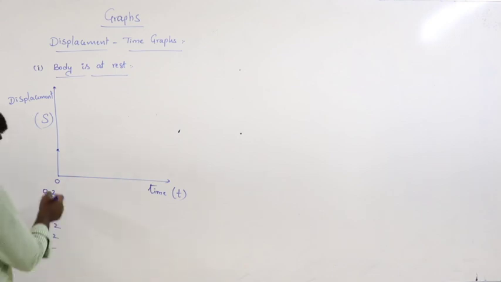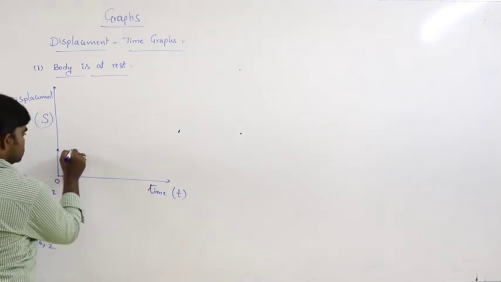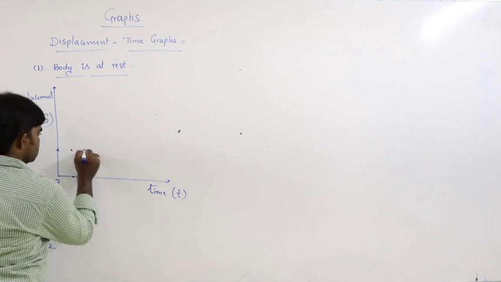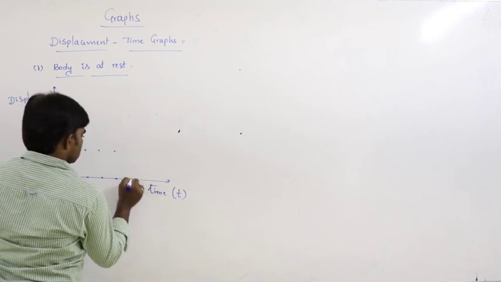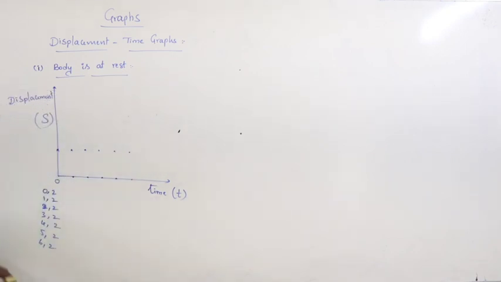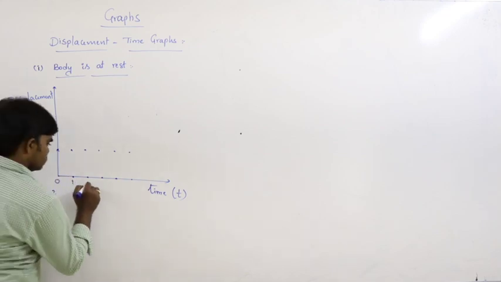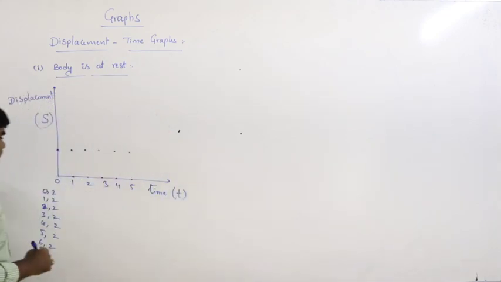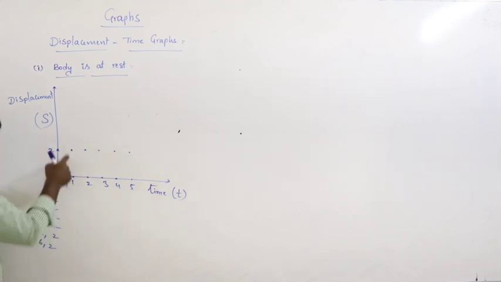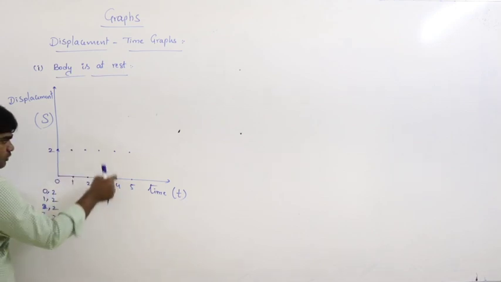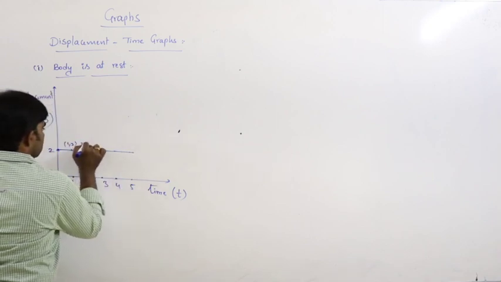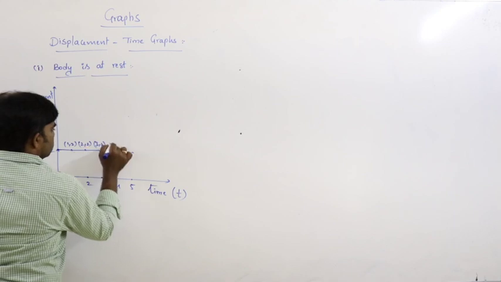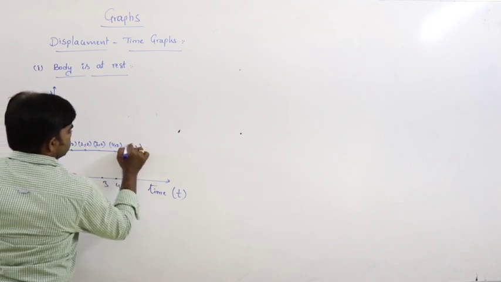How can you draw this graph? (0, 2). Next let us say it is 1, it is 2. Next 2, 2. Next (3, 2), (4, 2), (5, 2), like this. So this is 1, 2, 3, 4, 5, 6 and so on, and this is 2. Points (0, 2), (1, 2), (2, 2), (3, 2), (4, 2), (5, 2). If you join all these points, like that.